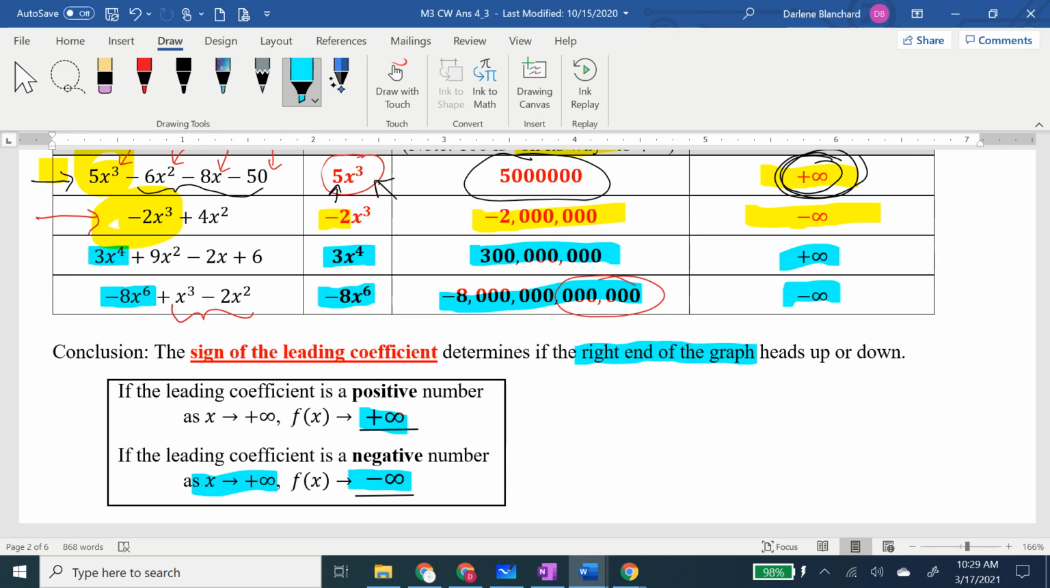And you're going to be expected to write the notation that you see here and interpret what that is saying about the graph.